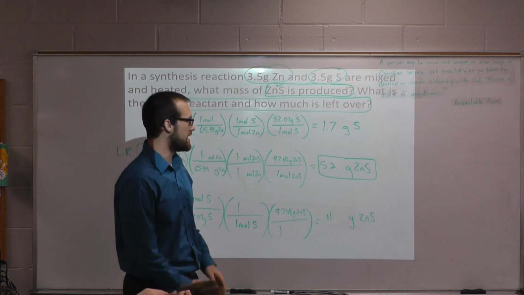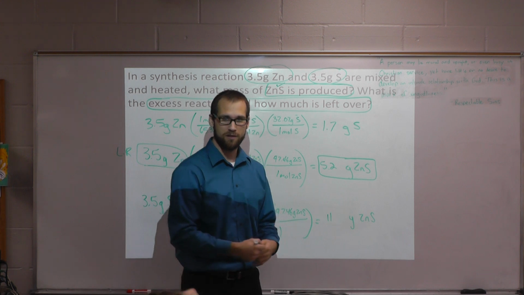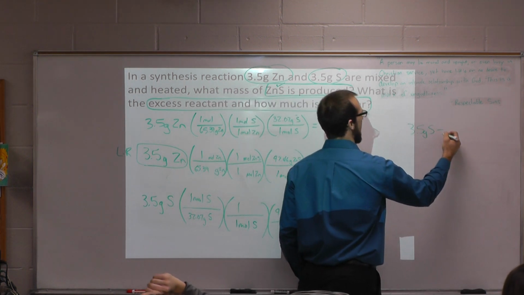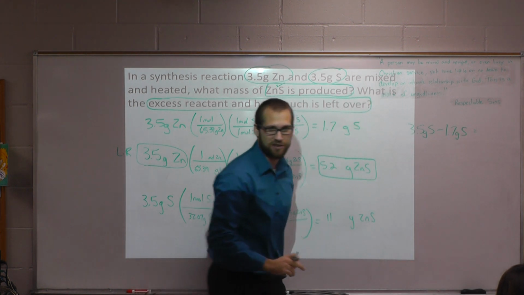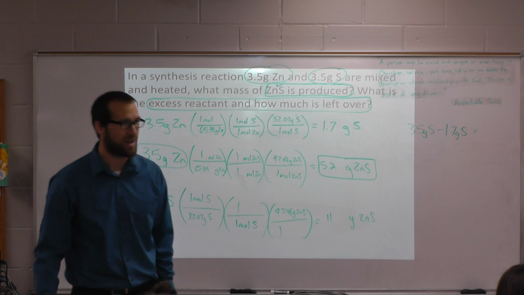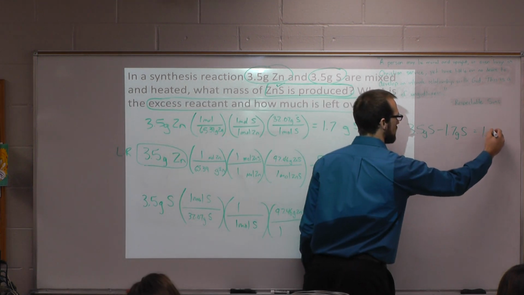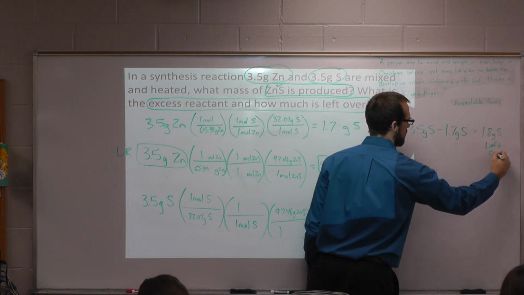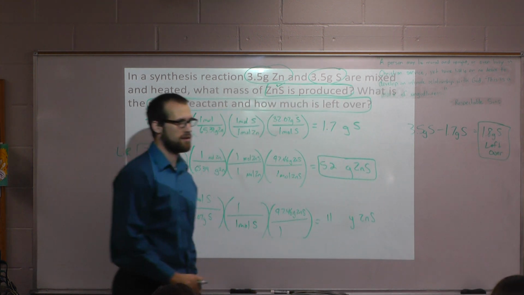So what you're going to do is, this is how much I reacted. Well, how much did I start with? 3.5. So I started with 3.5 grams of sulfur, and I reacted 1.7 grams of sulfur. So there's a certain amount left over, isn't there? 1.8. A lot of work, isn't it?